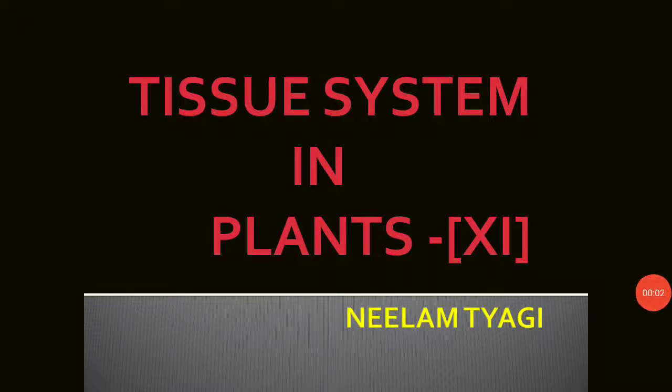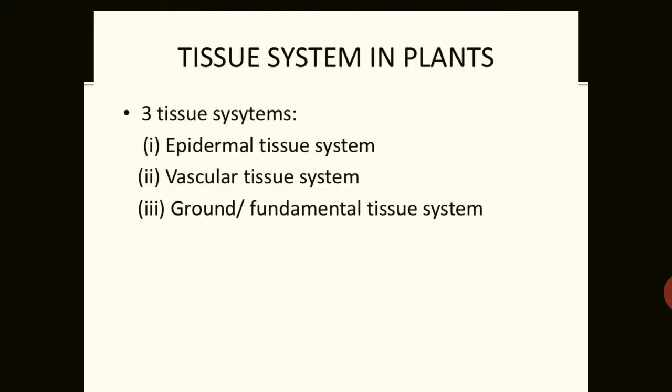Good morning, class. Our topic today is the tissue system in plants. The tissue system in plants is based on three types of systems. The outer covering tissues are known as the epidermal tissue system. In the center is the vascular tissue system, which is composed of xylem and phloem. And around all these tissues is the ground tissue, or the fundamental tissue system.